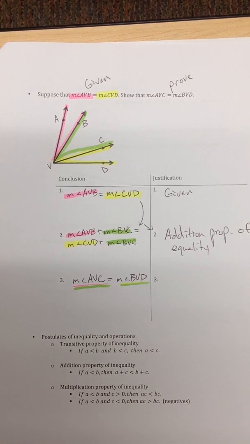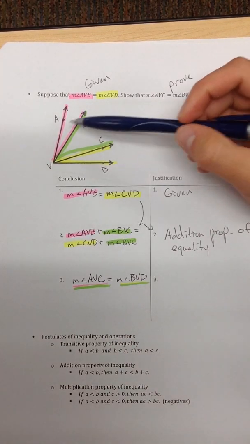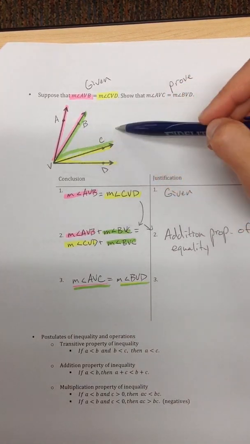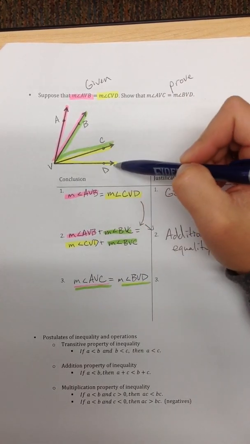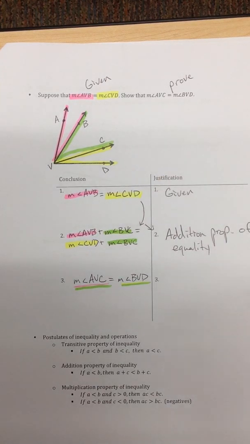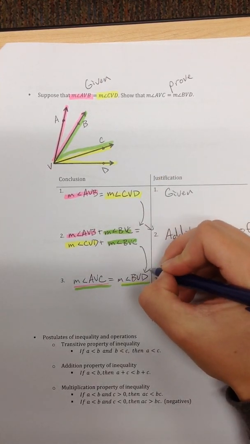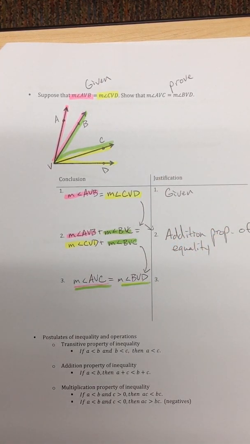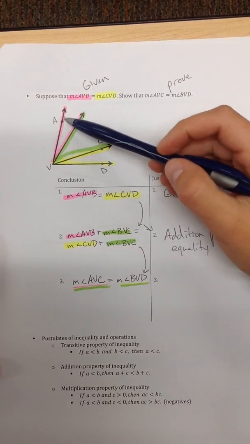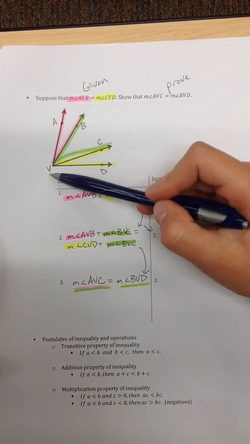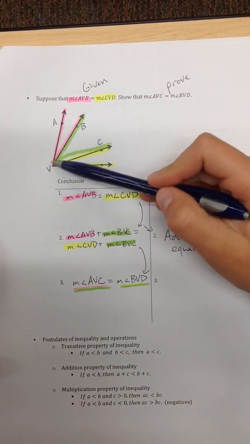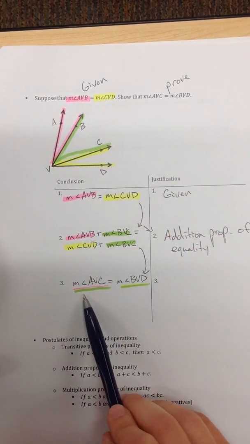Okay, so basically we added the pink angle and the green angle to get that full angle, and we added the yellow angle and the green angle to get that full angle. Okay, so to get from this step to this step, what we're actually thinking here is I know that the size of the pink one and the green one added together is going to give me that full angle from AV to C, which is there.